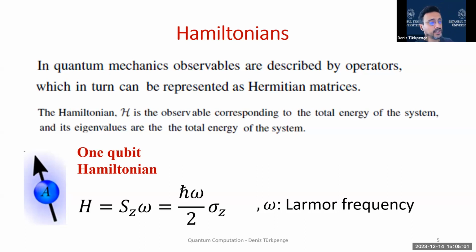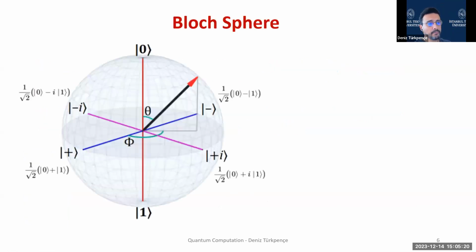So this is just a single qubit Hamiltonian. Here, what we see is a sigma Z Pauli gate. So these gates, these Pauli operators that we have seen in the previous lecture, we understand that they are deeply related with the Hamiltonians. Okay. So this is a single qubit quantum system Hamiltonian. Okay.